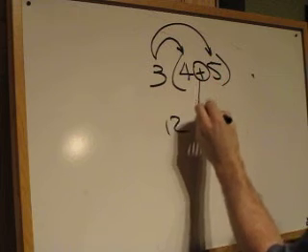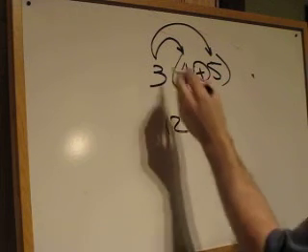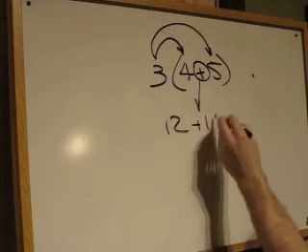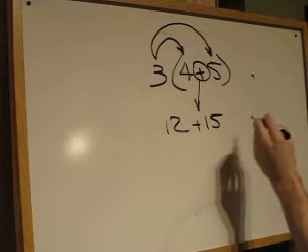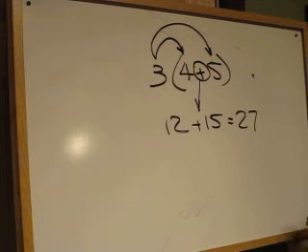This sign here always comes down. This number times this number. So we end up with 12 plus 15 equals our 27. That's called the distributive property.